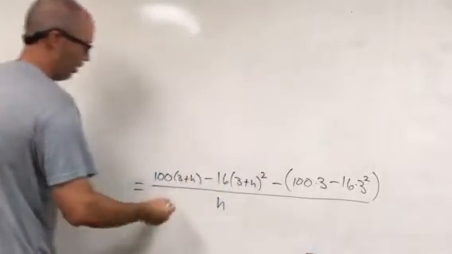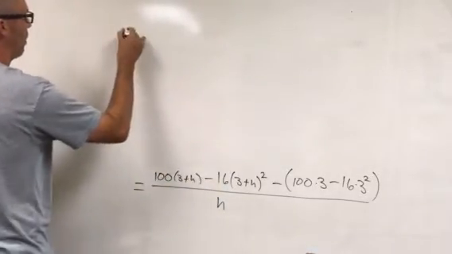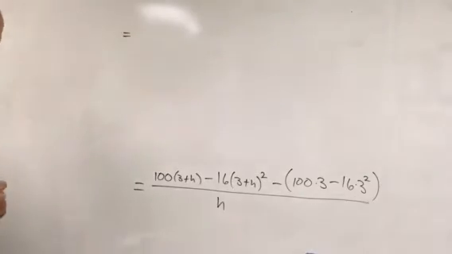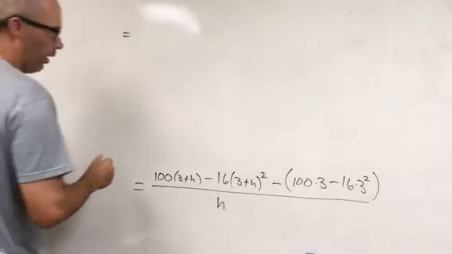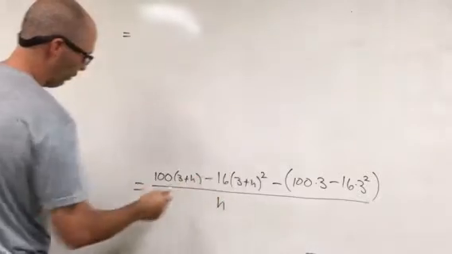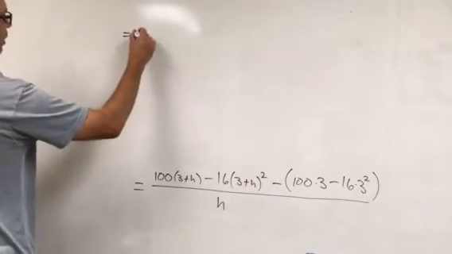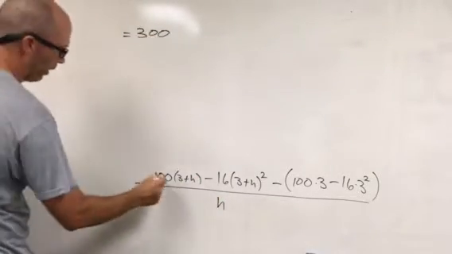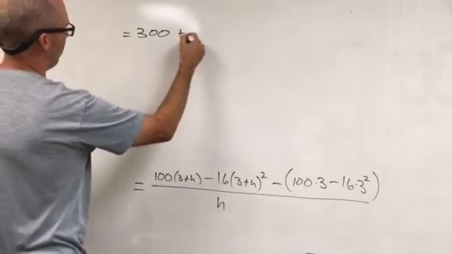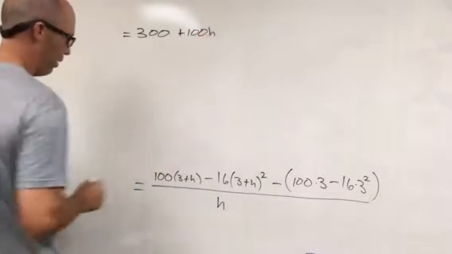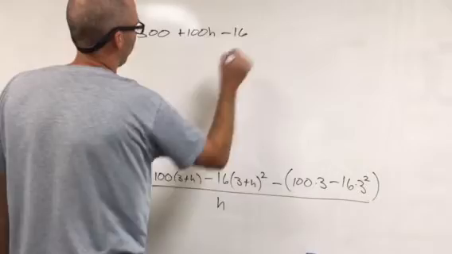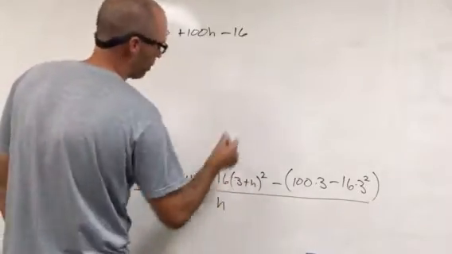Okay, and we'll put this back up here. All right. Okay, so 100 times 3, 300, 100 times h, 100h, minus 16 times (3 plus h) squared.